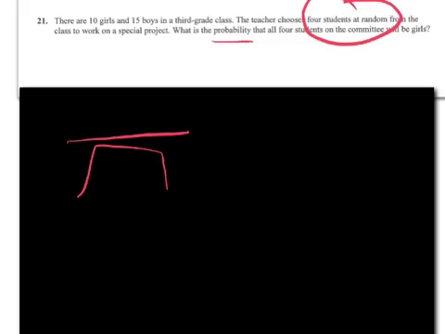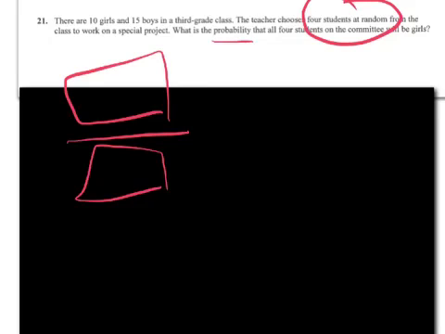Okay, number 21. There are 10 girls and 15 boys in a 3rd grade class. The teacher chooses 4 students at random from the class to work on a special project. What is the probability all 4 students on the committee will be girls? So we want a probability. So probability is going to be a fraction. I need a certain number on the bottom, and I need a certain number on the top.